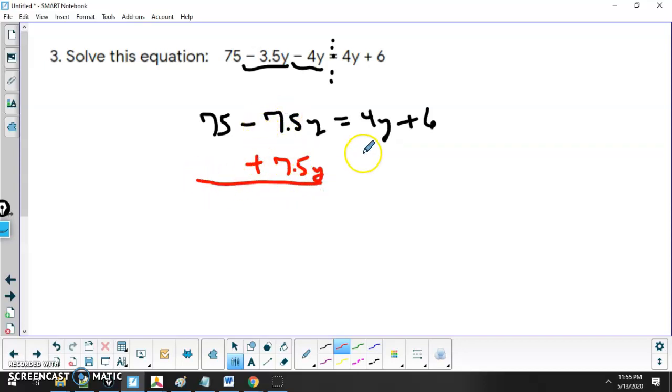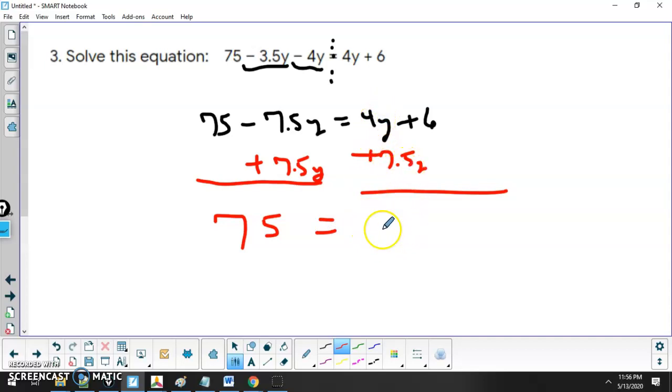So I'm going to undo minus with adding. I'm adding 7.5y to both sides. We'll have 0 left on the left side. Here we have 4y plus 7.5y, so 4 plus 7 is 11. So we have 11.5y plus 6. And then I suggest you use a calculator for the rest of the problem. But it's just a two-step again.